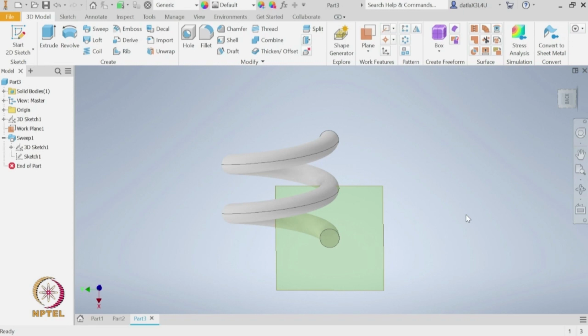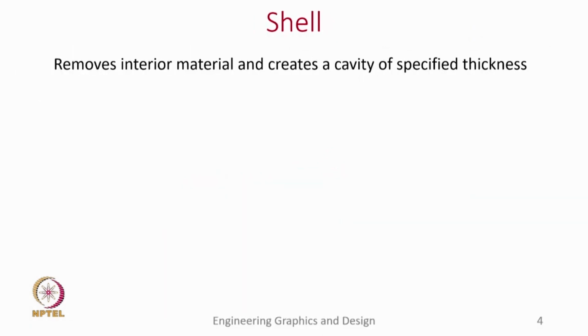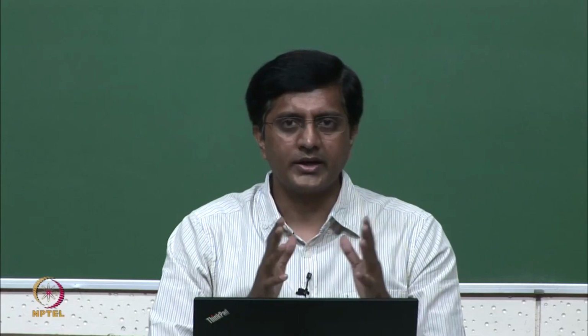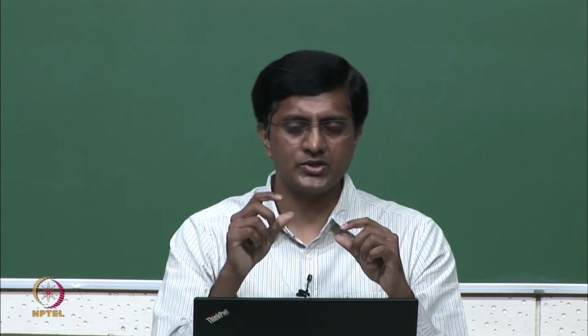Okay. So, now let us move into the next topic, which is the shell command. So, what does a shell mean? It is like a hollow cavity. So, that also can be created using the part modeling module of the Inventor software. Using this command, you can remove the interior material from a solid which we have created and then create a solid which is of either uniform thickness or takes a specified thickness.